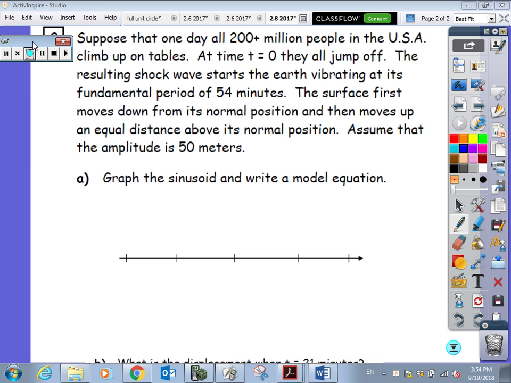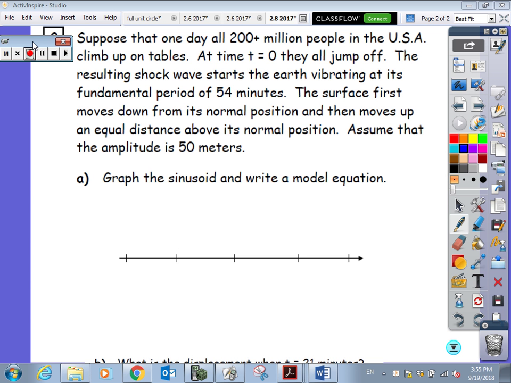All right, last problem right here. So again, read the problem. I know it's wordy, but read it and figure out everything that you need to know from this one. So this one, 200 million people. Who cares how many people? That 200 plus million means nothing to this problem.